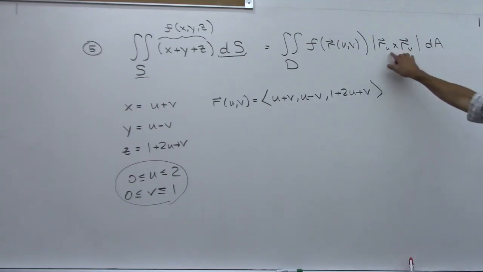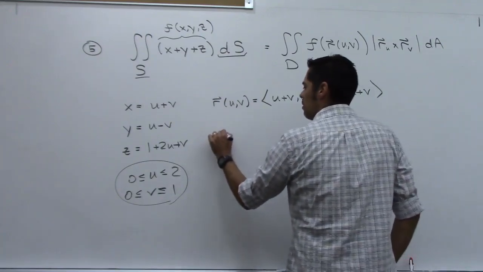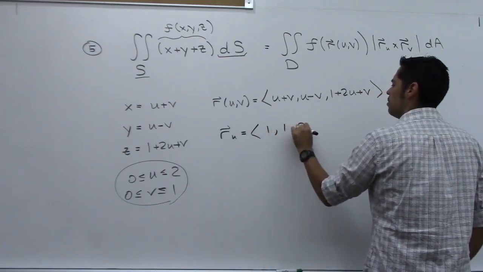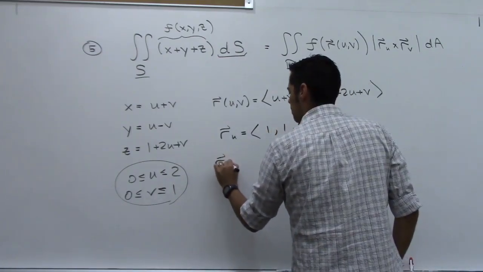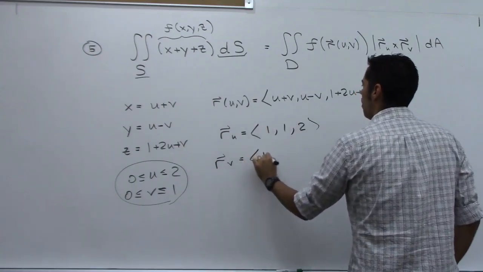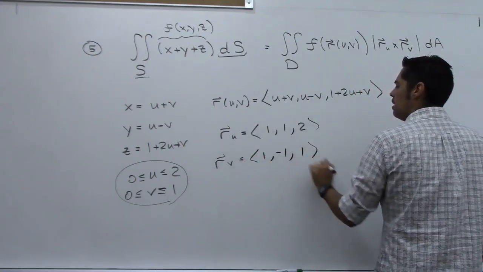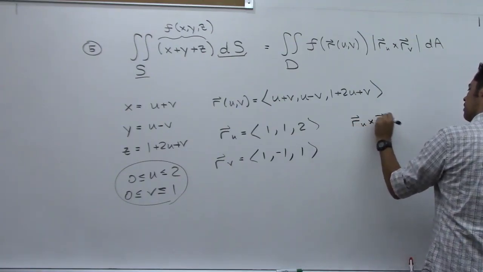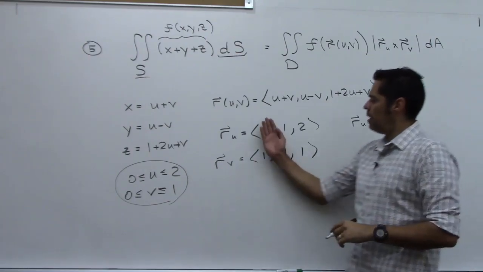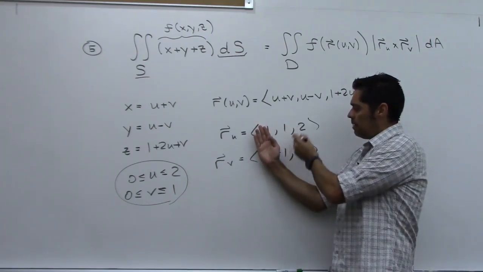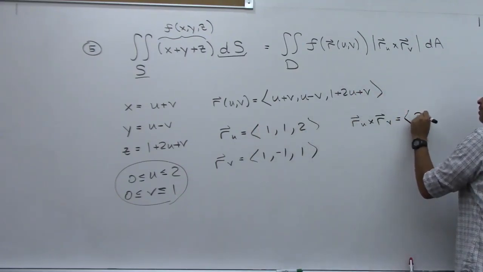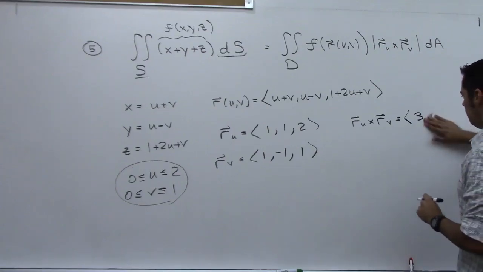So let me get some partials here and then cross them and then take the magnitude, and then we should be ready to roll. So the partial of r with respect to u is 1, 1, 2. The partial of r with respect to v is 1, negative 1, 1. And then I cross these, the partial of r with respect to u cross the partial of r with respect to v. Let's see, we've got 1, take away negative 2, so 1 plus 2 is 3. So we've got 3 minus 3.